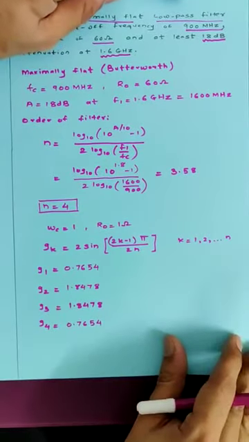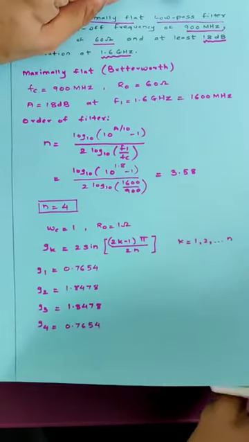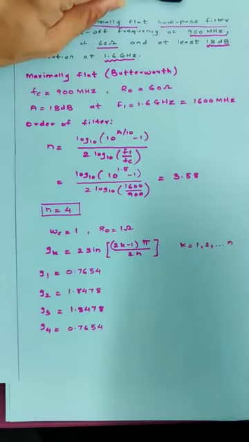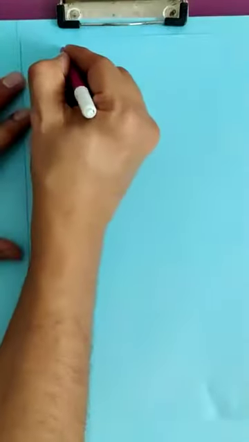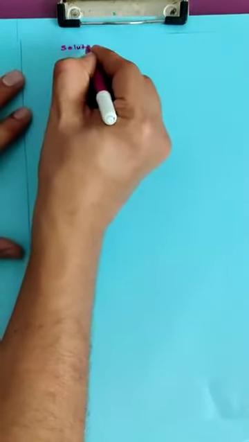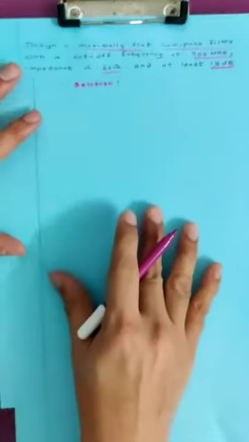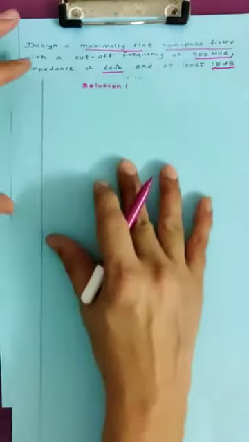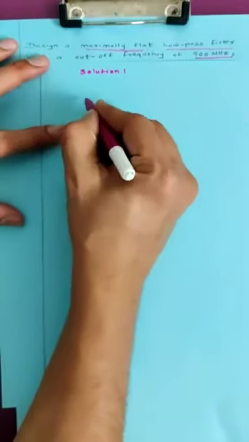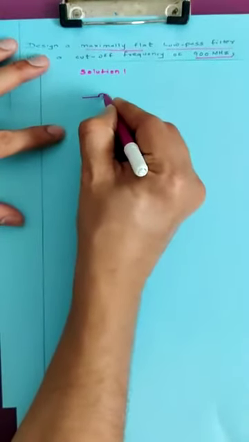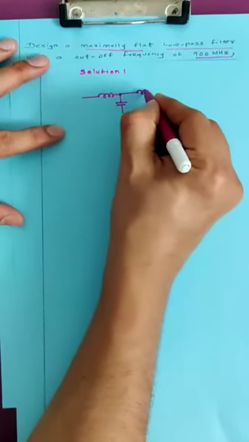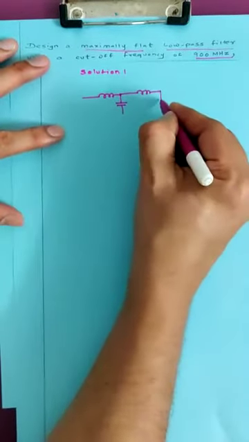Now we'll proceed to designing the low pass filter. There are two possible solutions for every filter, so we'll proceed with solution 1. Now this is a low pass filter and there are 4 elements, n is equal to 4. Solution 1 comprises the first element as an inductor in series, the second one a capacitor, then an inductor and then a capacitor.